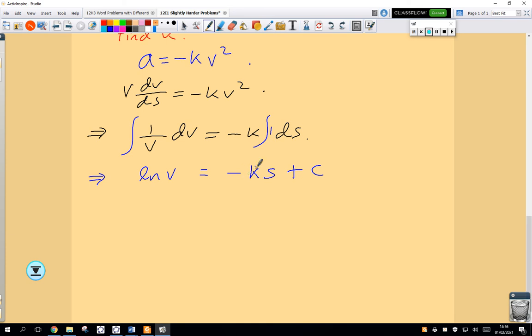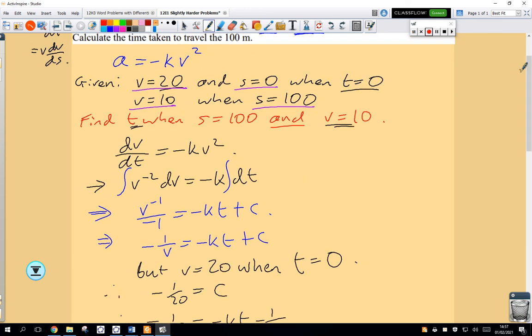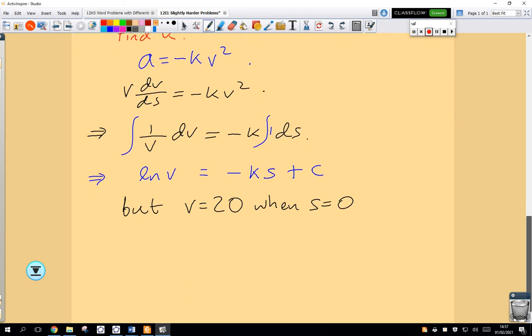Again, it's in terms of k. So there's going to be 2 steps from now. First, I'm going to find c, and then I'm going to find k. To do each of those things, I'm going to have to look at the conditions in the question. And I think we said that v was equal to 20 when s was equal to 0. Let me scroll back up just to double check that. Yeah, so v is equal to 20 when s is 0. I'm going to use that. And also v is 10 when s is 100. I'll probably use that as well. So this is going to help me find the constant of integration.